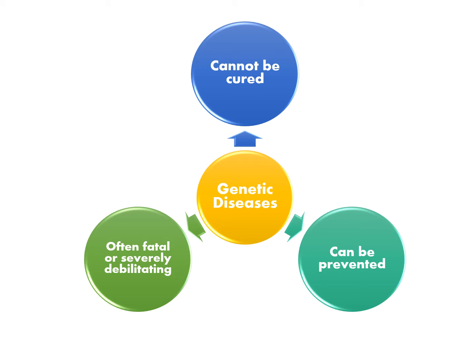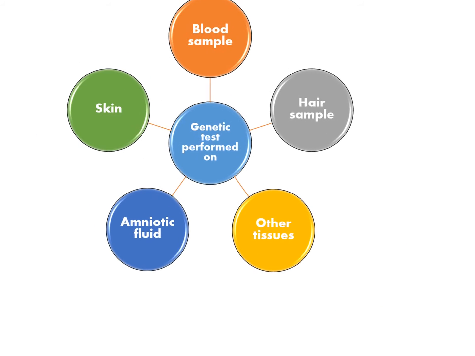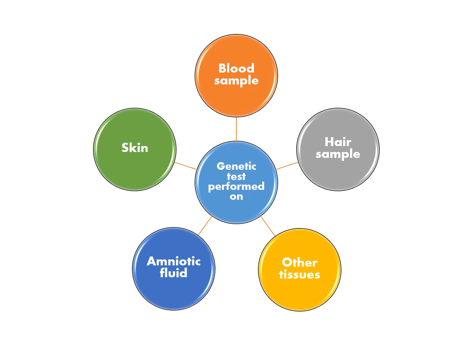Genetic diseases cannot be cured and they are often fatal or severely debilitating, but they can be prevented by using genetic screening tests. Now, this genetic test is performed on blood samples, skin, amniotic fluid, hair samples, or any other tissue of our body, and it detects whether any mutations are present in any gene.